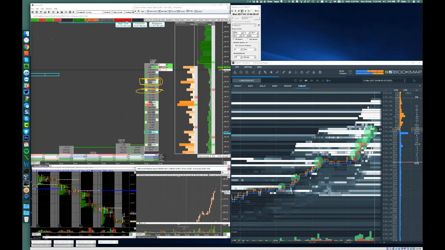Yeah, so basically you're looking for another kind of flip of the book at some of those areas. Yeah, exactly. What I really wanted to point out is that here they're really spoofing the book, because they're bidding like 1.8K.